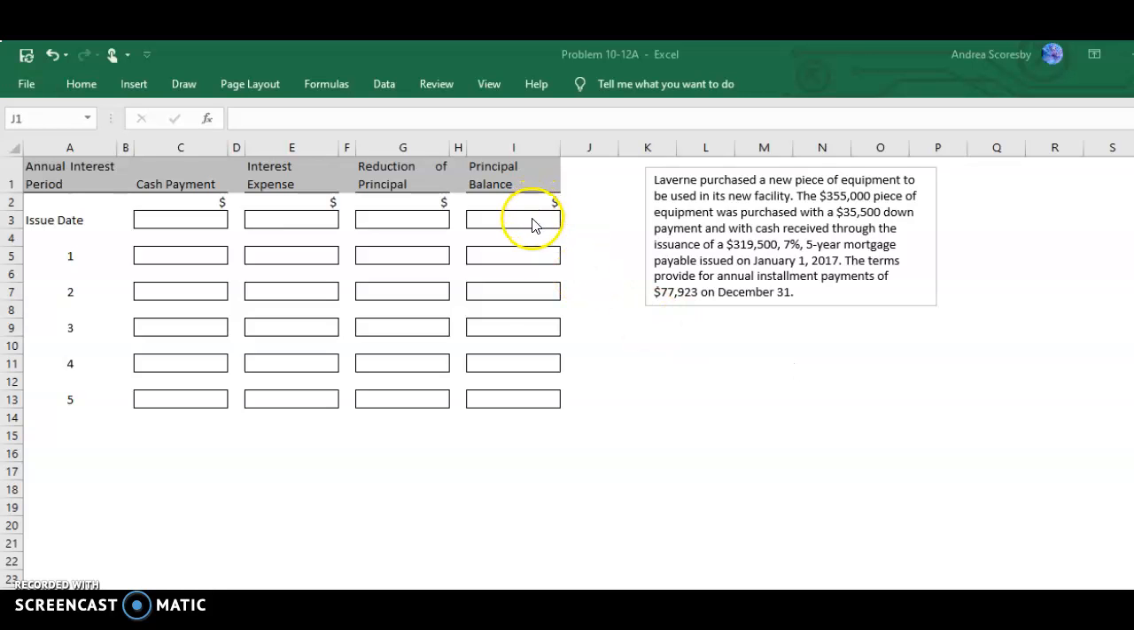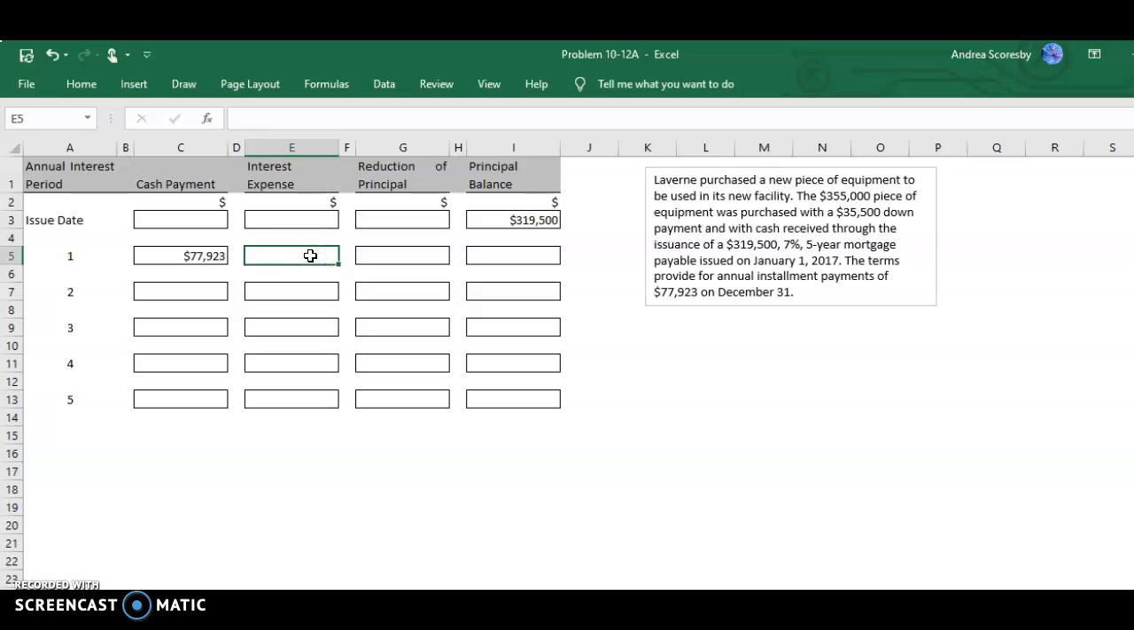So, the first thing we're going to do is put in the principal balance, which is going to be $319,500, because that is what the company has left to pay since they've already put down a $35,500 down payment. Next, we want to put in the yearly cash payment of $77,923. And note that this $77,923 is going to be the same for all 5 years.